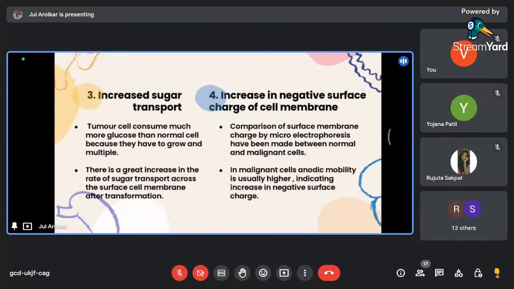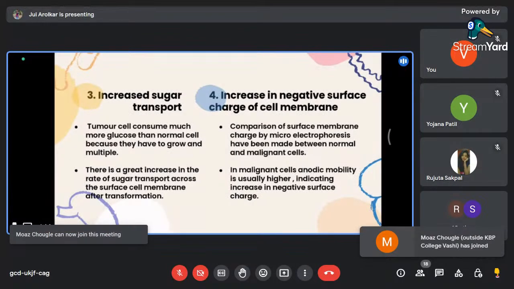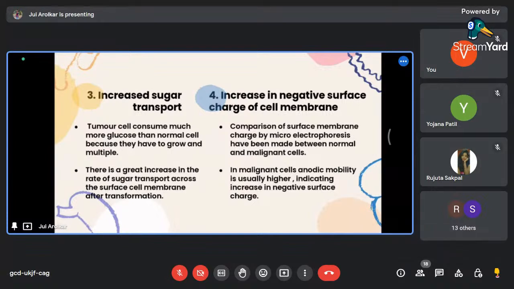The third property is increased sugar transport. Tumor cells consume much more glucose than the normal cell because they have to grow and multiply fast. So there is a great increase in the rate of sugar transport across the surface cell membrane after transformation. Therefore, transformed cells require more sugar, so there is increase in sugar transportation.